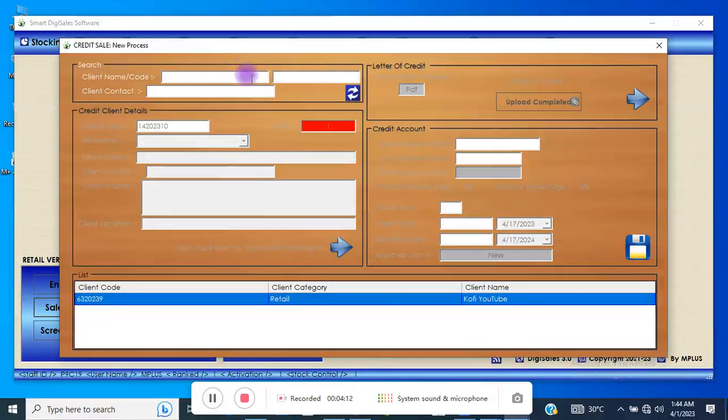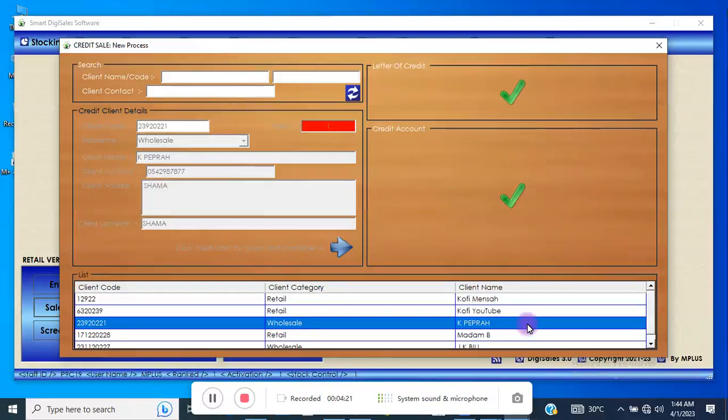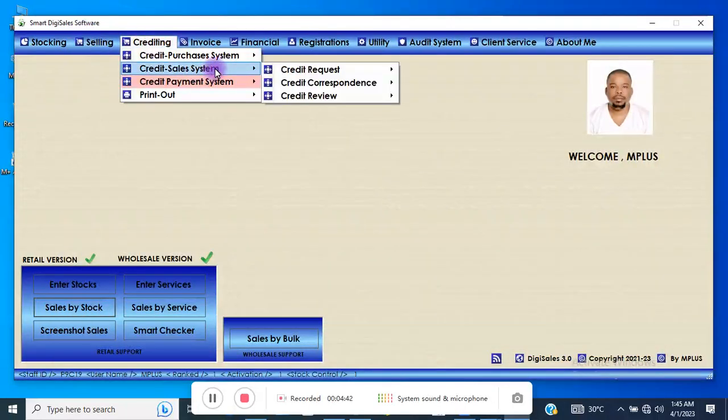So to be sure that what you have done is working, when you click on K Pipra here, you realize that it tells you the credit account is completed, the letter that K Pipra sent is completed. You realize that everything here is completed, and the folio number means that this is the first time K Pipra is coming to you for credit. So you click OK, you close it, and then you go to the next stage.